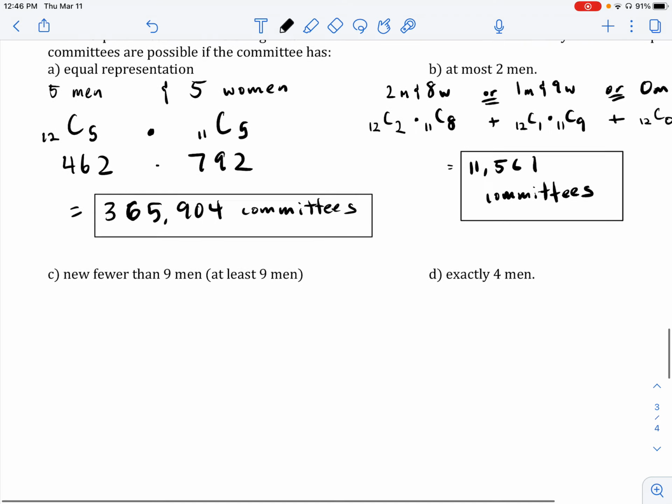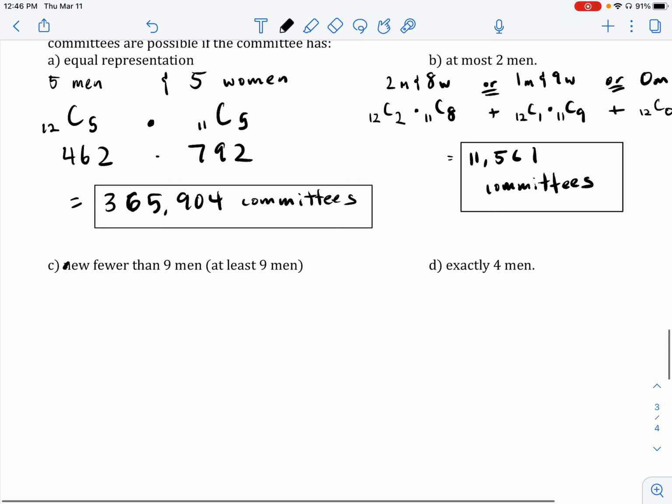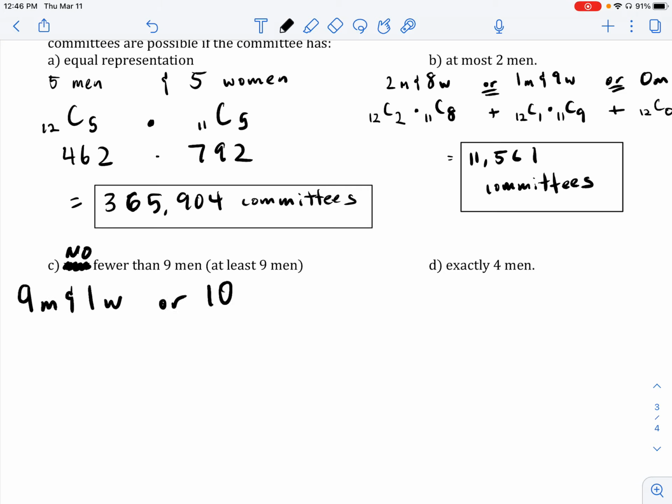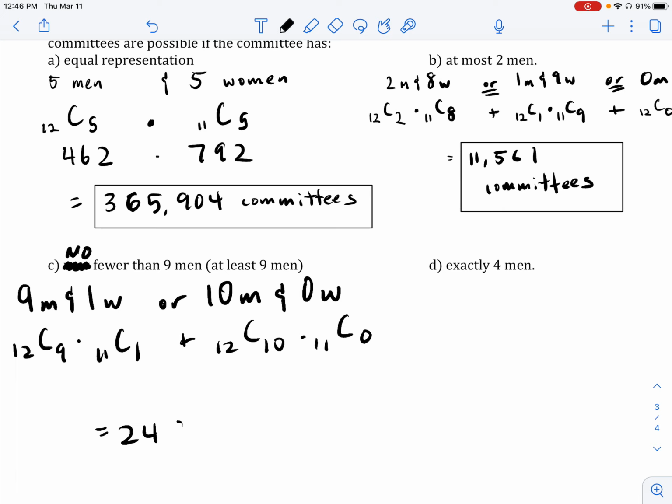So for part C, there was a bit of a typo here. I apologize. This should say no fewer than 9 men. So this would be 9 men and 1 woman, or 10 men and 0 women. So it's pretty similar to the previous problem. So this should be the following. And this comes out to a total of 2,486 different committees. I'll just go ahead and box that.